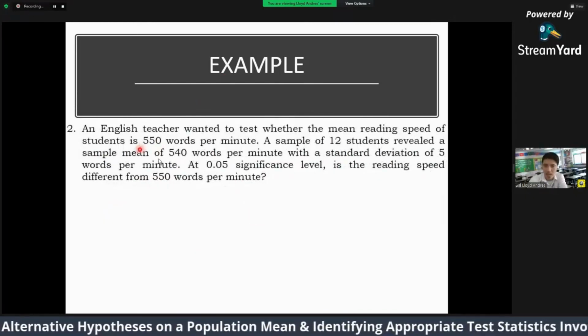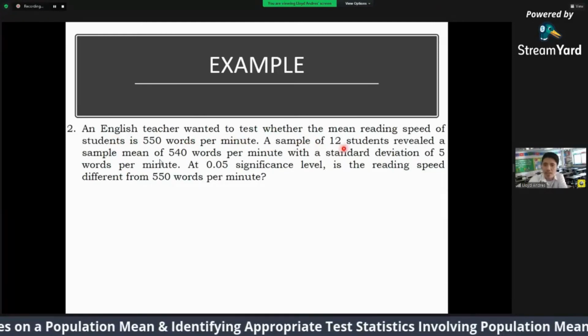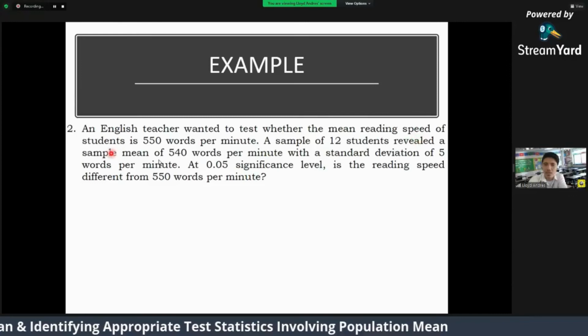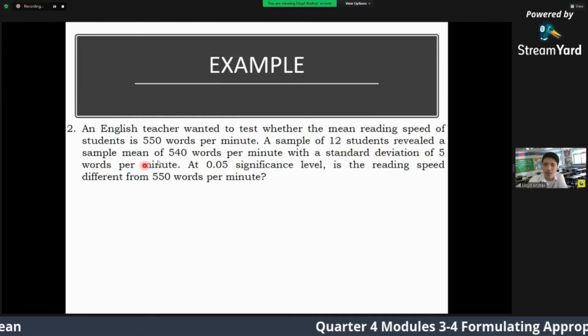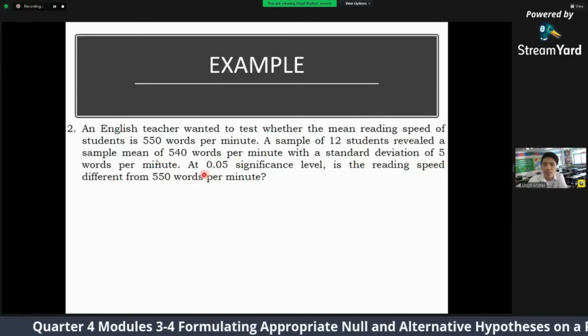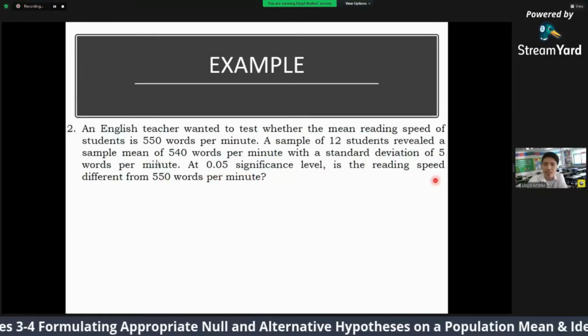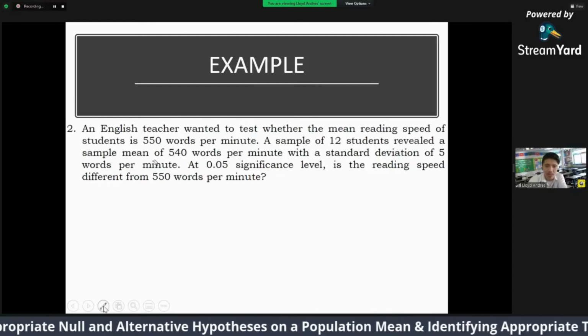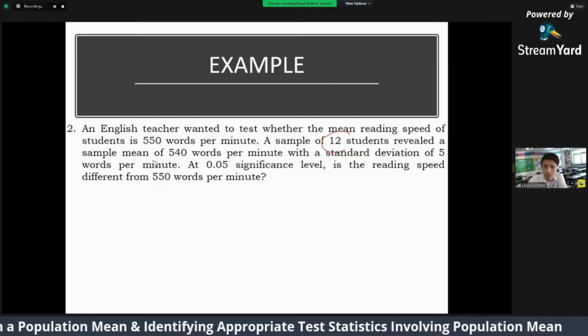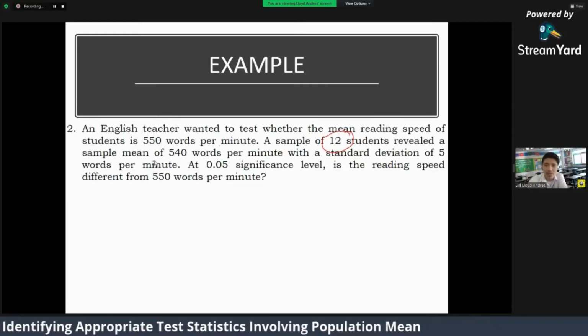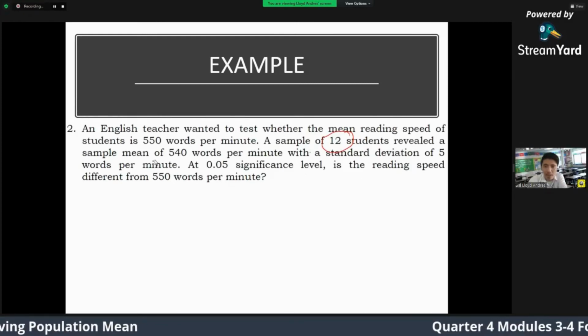Next, number 2. An English teacher wanted to test whether the mean reading speed of students is 550 words per minute. A sample of 12 students revealed that the sample mean of 540 words per minute with a standard deviation of 5 words per minute at 0.05 significance level is the reading speed different from 550 words per minute. So again, unsa atong bantayanan? Sample size. Naara. And standard deviation. A sample 12. And ang standard deviation.